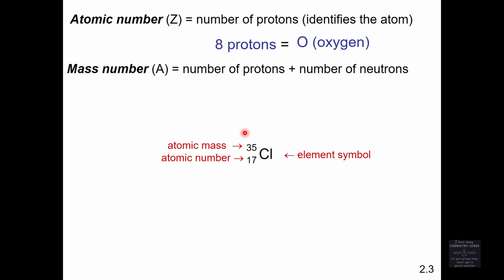But let's say this is chlorine 35. What that tells me is this specific chlorine, if I do a little subtraction, has 18 neutrons. The reason I know that is because that was protons, and this was the summation of them both. So this specific chlorine has 18 neutrons, 17 protons, and an atomic mass of 35.